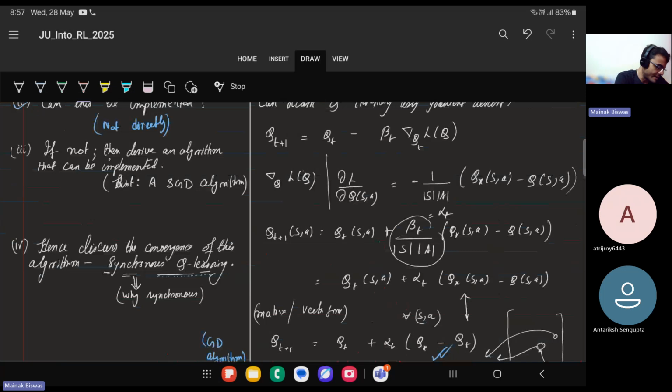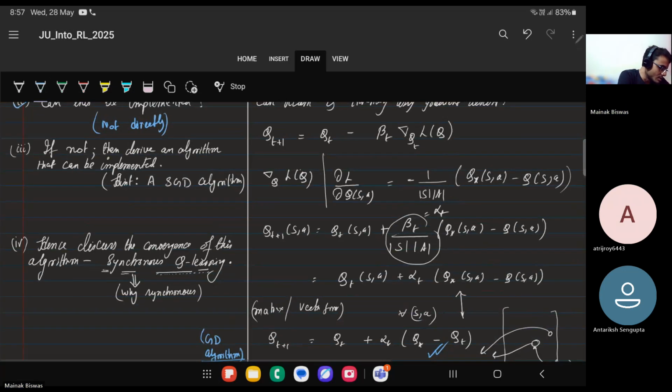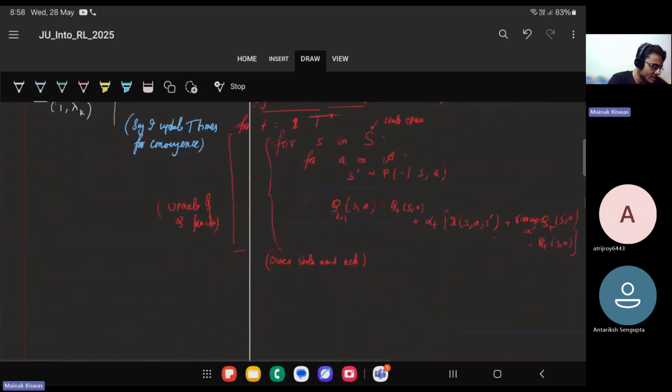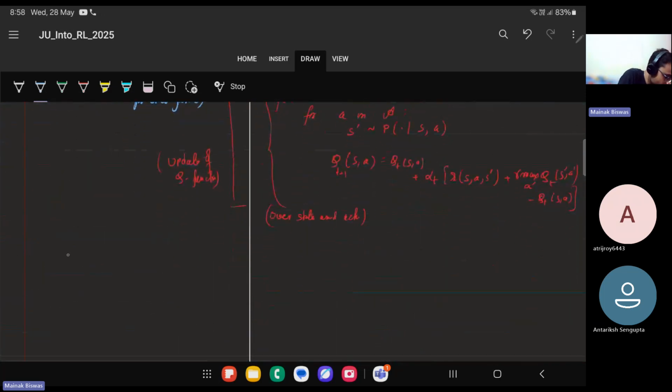So now I have discussed an implementable algorithm using SGD. Now I'll try and discuss the convergence of this algorithm. Very simple, not difficult at all. So let's try and see the algorithm once again. So what does the algorithm look like?